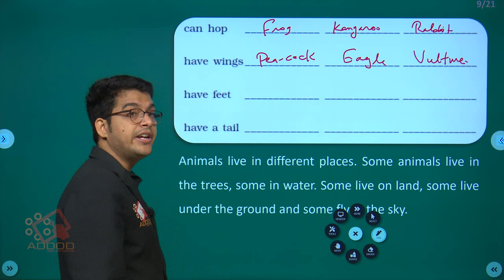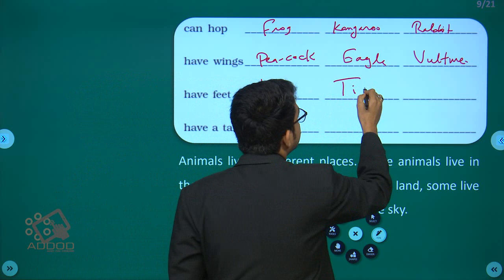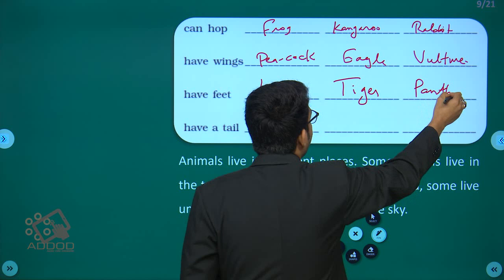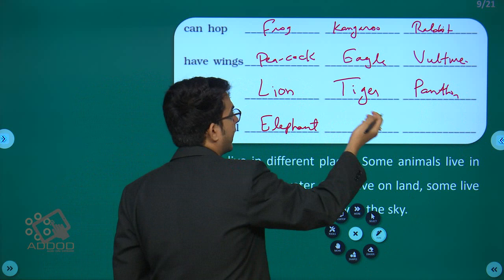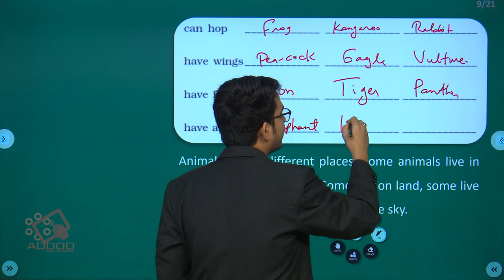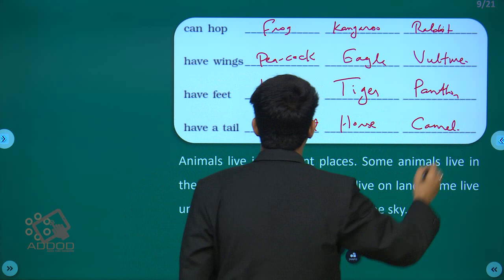Now, animals that have feet: lion, tiger, or panther. Anyone, you can write camel, horse, anyone that has a tail. Oh, elephant. Okay, like we wrote giraffe, we wrote lion, tiger, panther. So let's write horse and camel. Elephant, horse, camel.